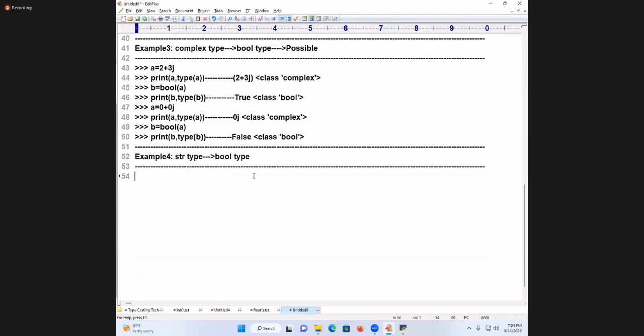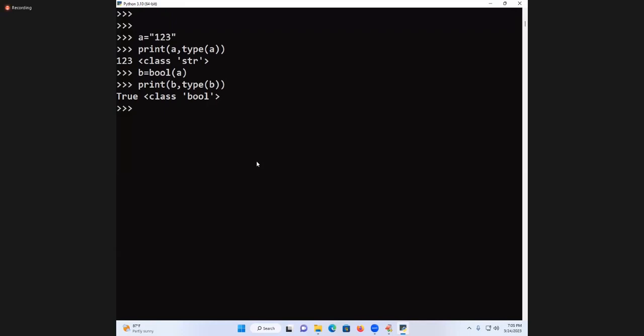Now I am going for Example 4. Which type? STR type. Case 1. Take care, students. STR to which type? Bool type. Possible or not possible? You tell me. Possible? Okay, then I do the questions. A is equal to "123". Print of A. Come on, answer. True or false? Answer is true.